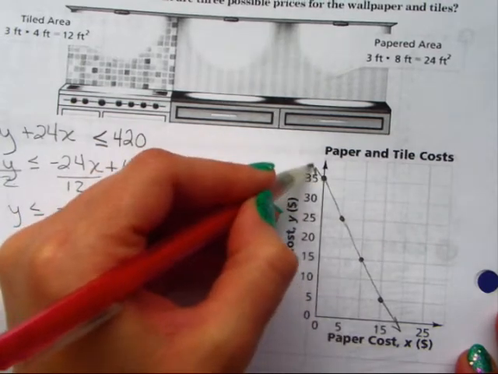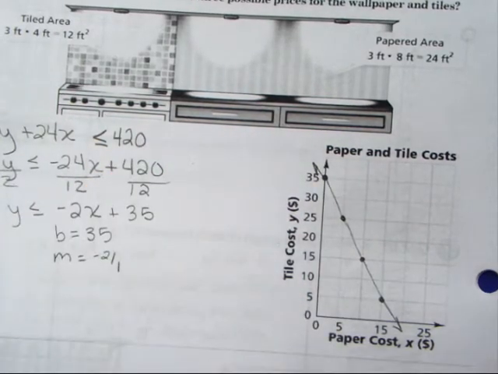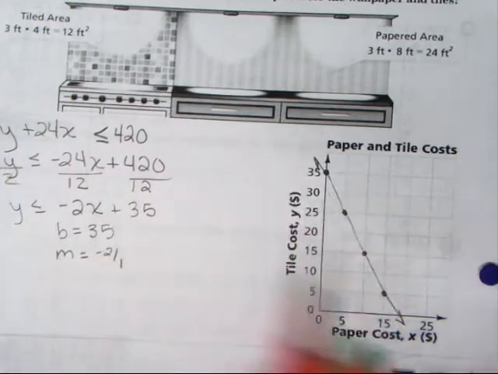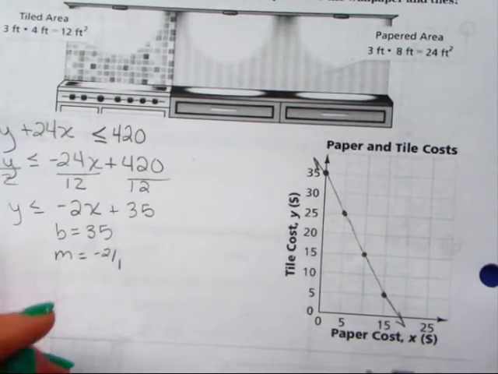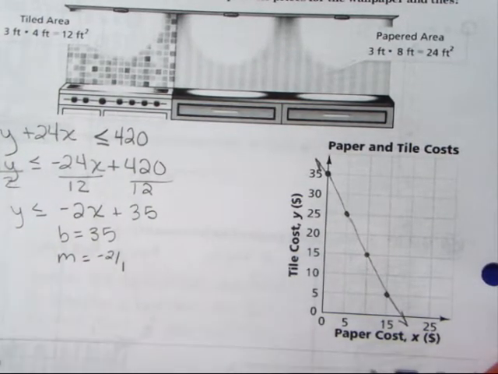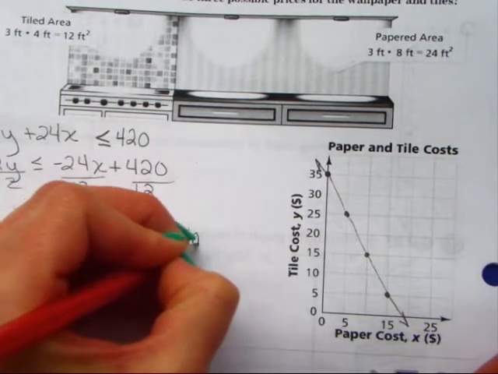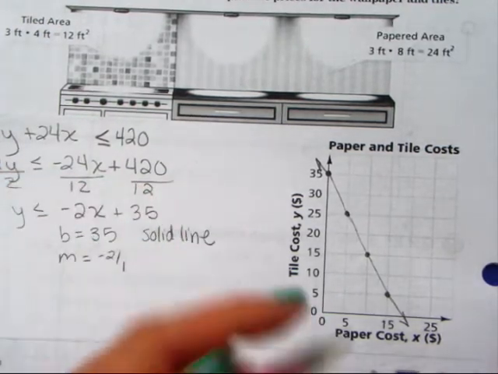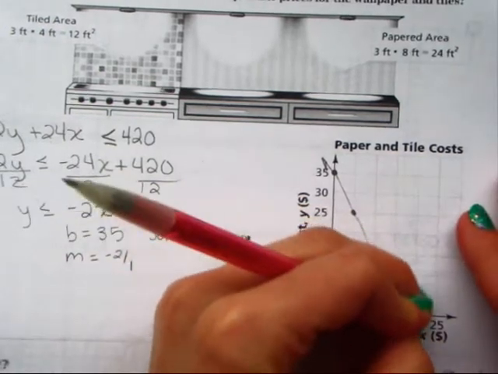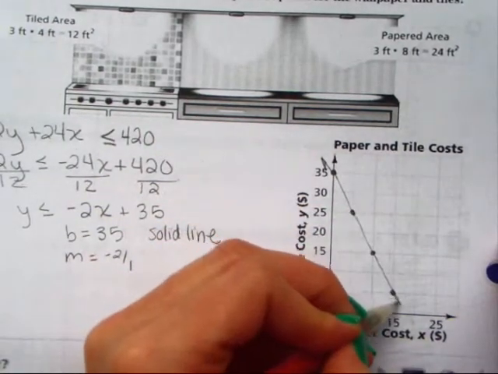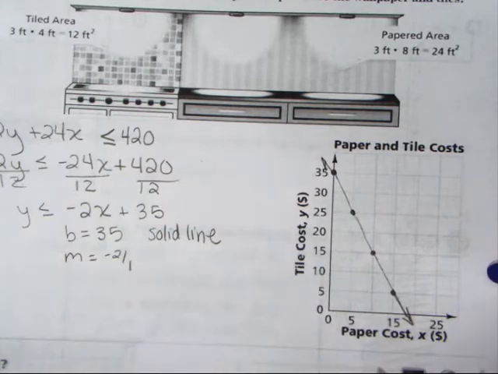Okay. That was okay. And we're going to go ahead and talk about where we need to shade. So you see how it says Y? Oh, we should have told you, duh, right? Sorry. We're using a solid line because it says they can spend $420. So this line is a solid line. There, that looks pretty good.